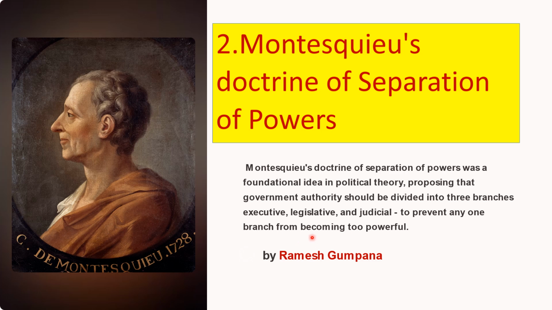Divide power among legislative, executive, and judicial branches. Each branch has some control over the other branches, and each branch operates independently. So this type of structure prevents concentration of power and tyranny, protects individual liberties, and promotes balance and stability in government. Montesquieu's doctrine has significantly influenced modern constitutional governments.